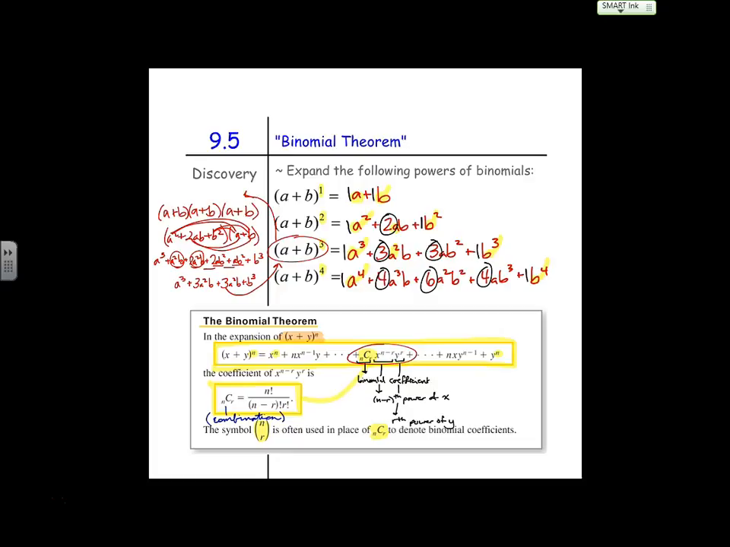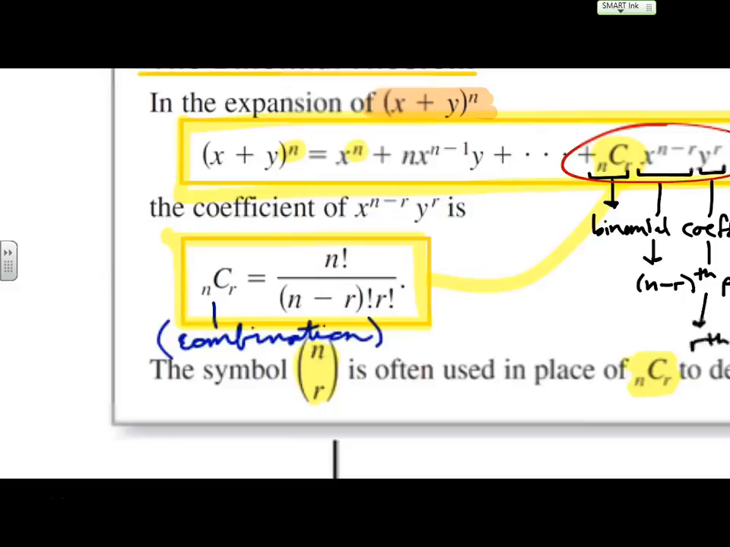Brandon, give me something else. NCR. Yeah, NCR, this little formula down here. NCR is a way of jumping to a particular place in Pascal's triangle.